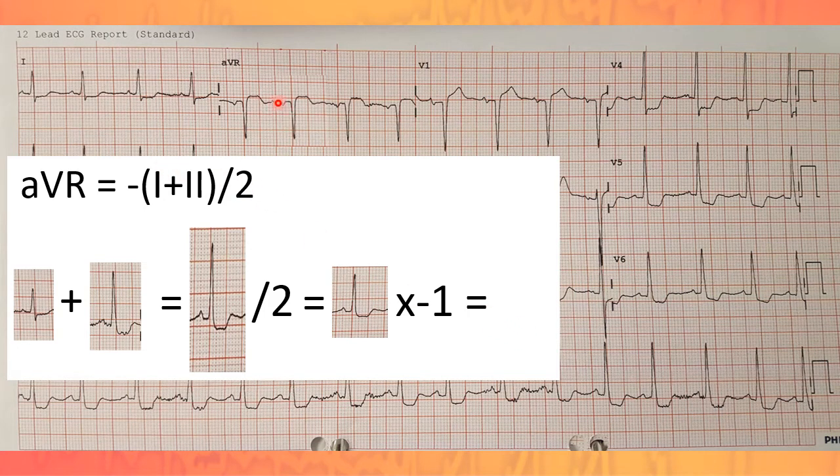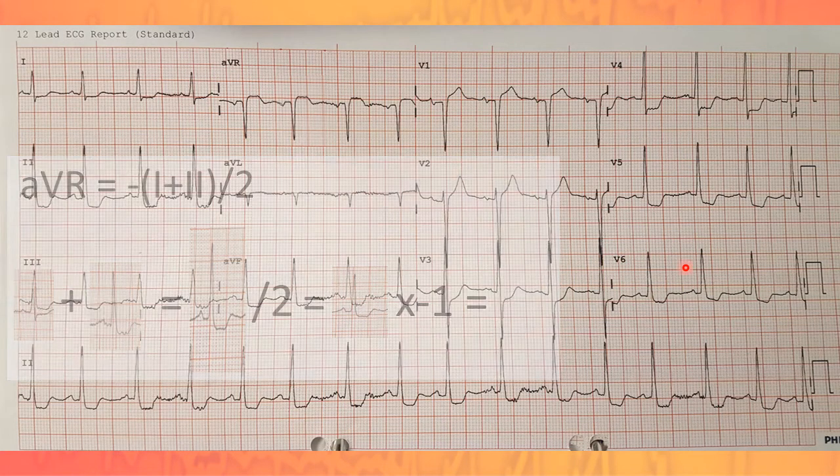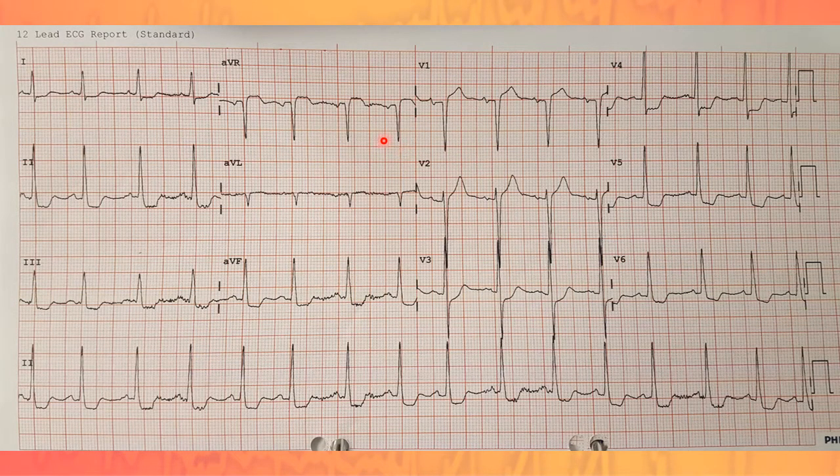So this isn't actually an independent lead. The only independent leads of the limb leads are 1 and 2. The other limb leads are all made up just by combinations of these two leads. But nonetheless, in practice, it can be very useful to look for elevation in AVR as a sign that you've got very extensive coronary artery disease going on.